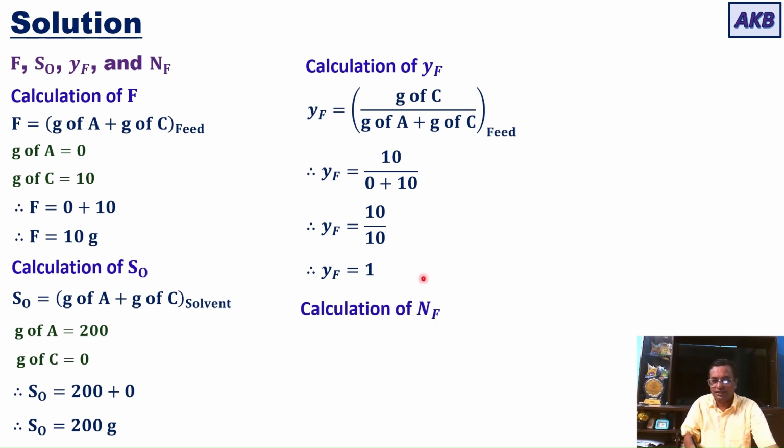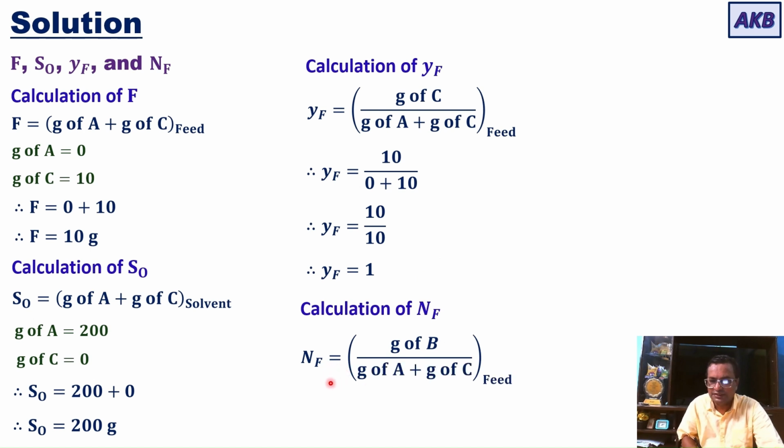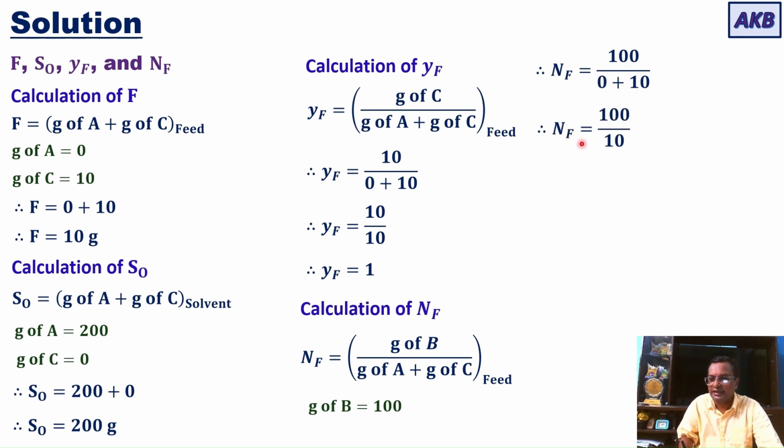Now, let us calculate NF. NF is defined as gram of B per gram of A plus gram of C in the feed. So, in the feed we know gram of B is 100. B is 100 gram in the feed. So, therefore, NF will be equal to 100 divided by 0 plus 10. That is NF will be equal to 100 by 10. That is NF is equal to 10.